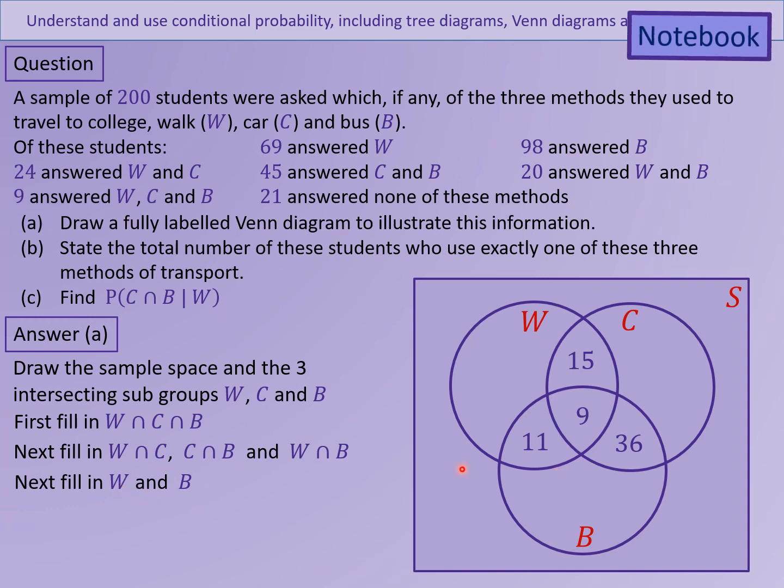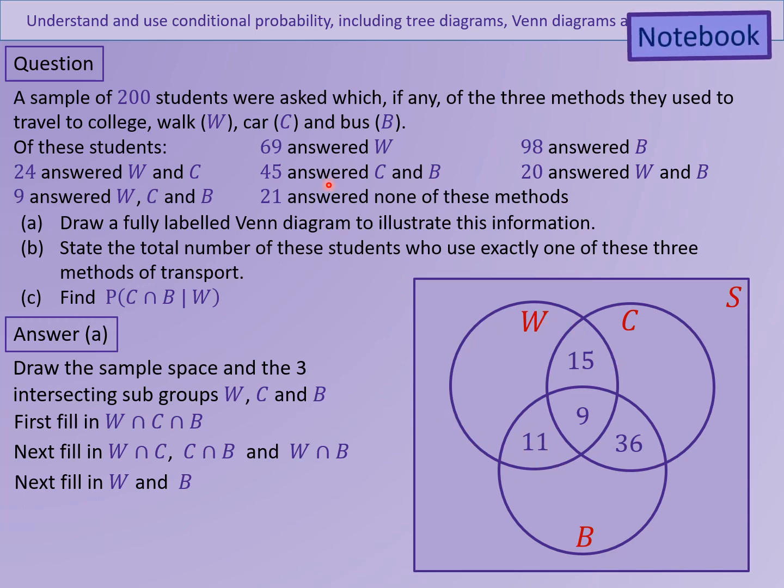But now you've got that, you could definitely fill in your W's, because as we said, the people that put down, these 69 people answered W, also 15 of them answered W and C, 9 of them answered W, C and B, and 11 of them answered W and B.